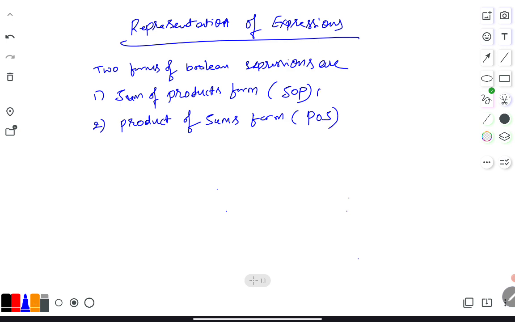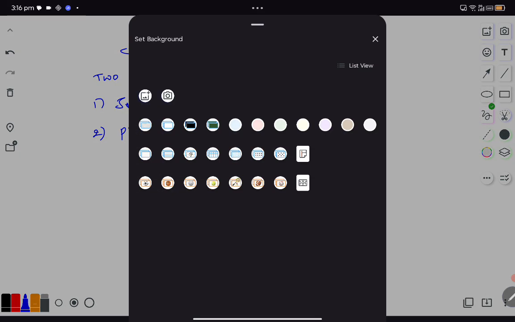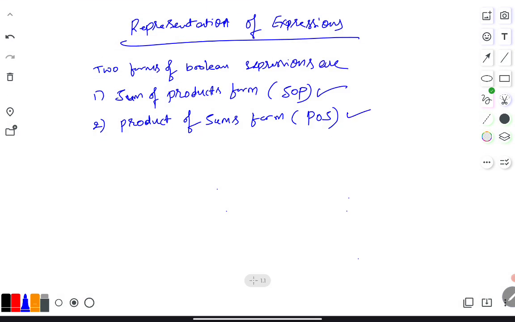Now let's understand what is SOP and what is POS. See, sum of products. Here you know that this AND gate symbol is the Boolean expression of an AND gate. This is A plus B, this is the OR gate. This is nothing but sum, this is nothing but AND.